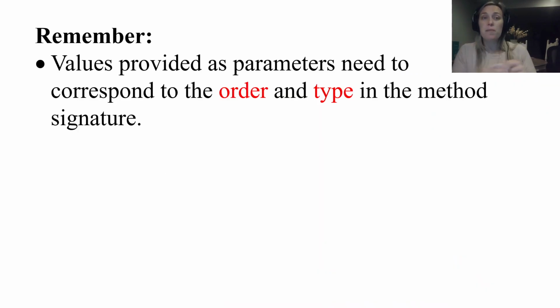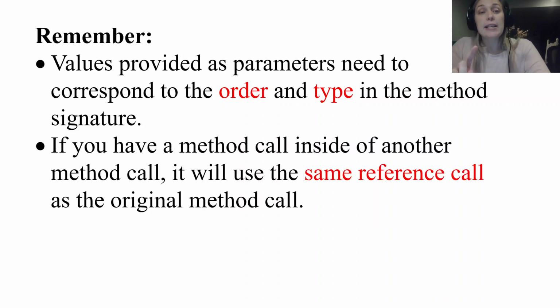So a couple things to remember from that example. Values provided as parameters need to correspond to the order and the type in the method signature. Otherwise, you will get a compiler error. The order and the type must be the same. And if you have a method call inside of another method, like we did with the getInfo, where we had talk and say name inside of the getInfo, it uses that same reference call as the original method.